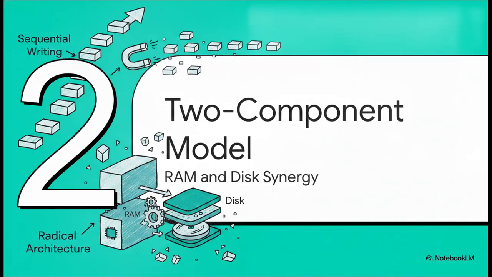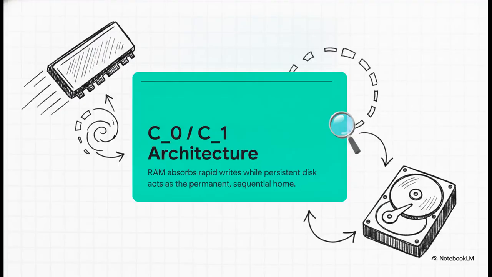Moving right along to Section 2, the two-component model. Now that we clearly see the goal, sequential writing without losing our sort order, let's break down the radical architecture that actually made it possible. Rather than maintaining one giant clunky index on the disk, the 1996 paper brilliantly split the database into two cooperative parts. First, we have C0, which is a volatile memory buffer sitting right in RAM. This component instantly absorbs incoming inserts, updates, and deletes in nanoseconds, purely because RAM has zero physical seek penalty.